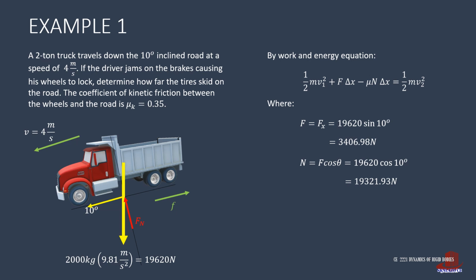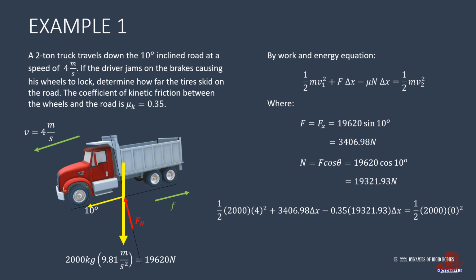19,321.93 newtons. Plug the values into the work and energy equation to have half of 2,000 kilograms times the square of velocity 1, which is given in the problem as 4 meters per second, then add F of 3,406.98 times delta x less friction computed as 0.35 times the normal force of 19,321.93 times the change of displacement.